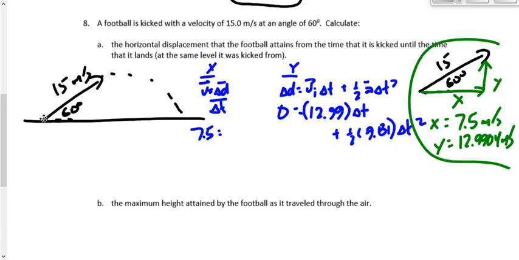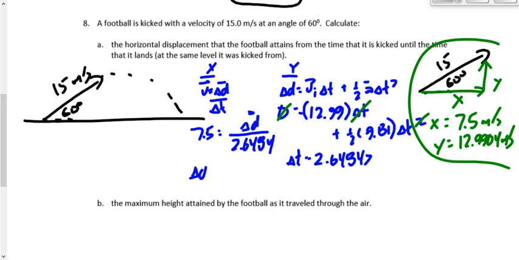This is where we cancel a t in every term. 12.99 goes over by subtracting, divided by negative 4.905. T ends up being equal to 2.6484. And then we multiply that by 7.5, and the displacement horizontally gives me 19.9 meters.